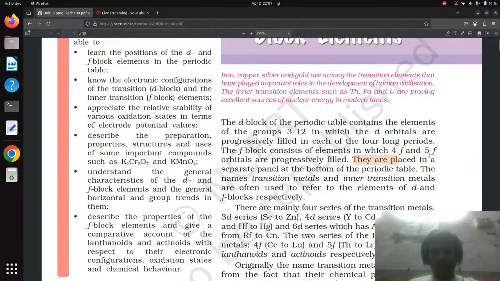They are placed in a separate panel at the bottom of the periodic table. The names transition metals and inner transition metals are often used to refer to elements of the d and f block respectively.